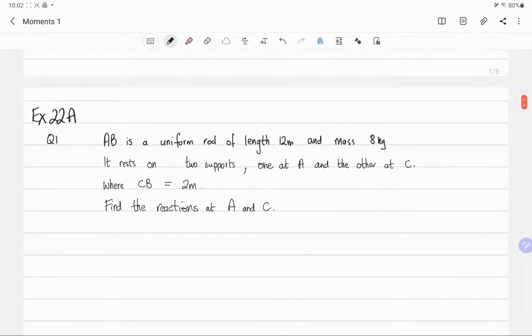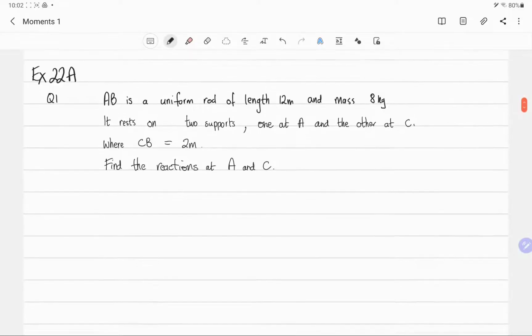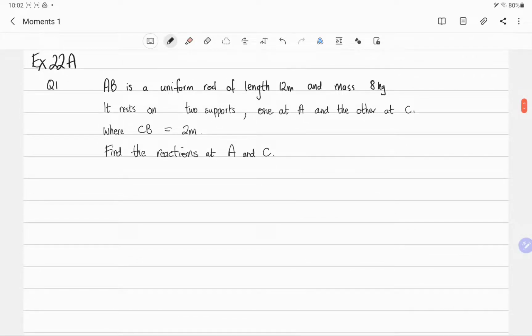So I'll do question 1 of the exercise. AB is a uniform rod of length 12 meters and mass 8 kilograms. It rests on two supports, one at A and the other at C, where CB is 2 meters. Find the reactions at A and C.